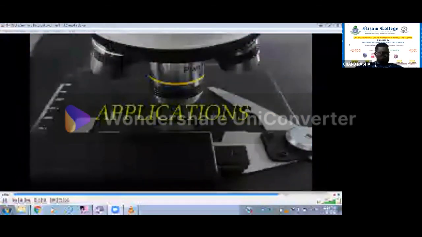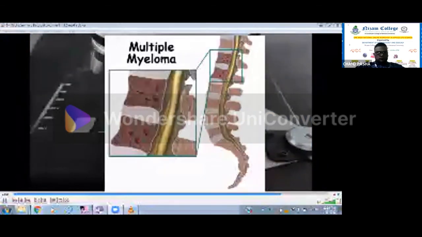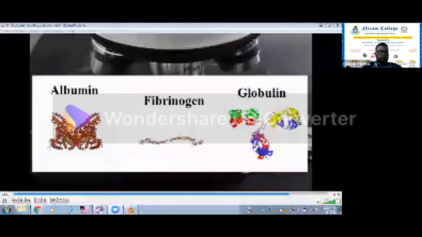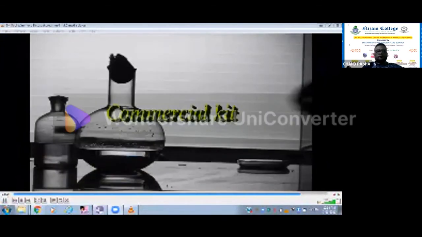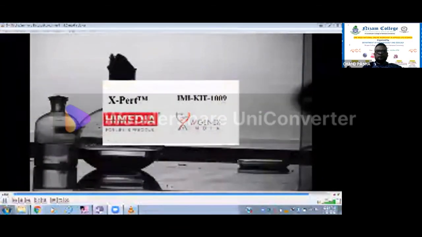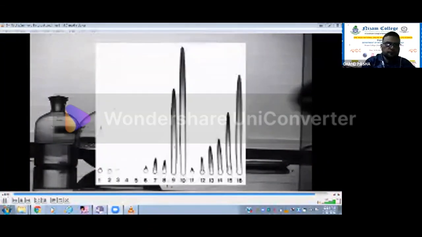Applications. This technique is used to detect myeloma, malignant lymphoma, and used as a screening tool to differentiate serum proteins like albumins, globulins, fibrinogens, regulatory proteins, and clotting factors. Some of the commercial kits available are kits of Biorolysins, Expert IMI kit. These are some of the results obtained.